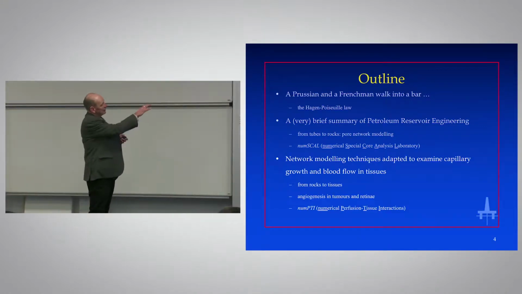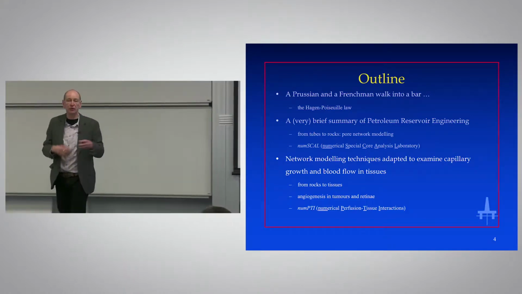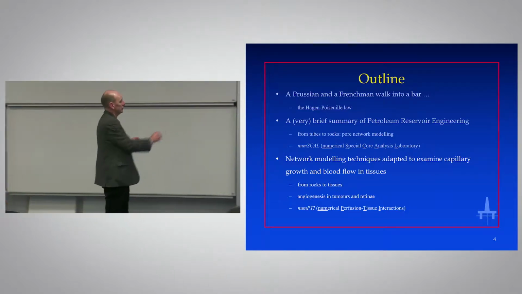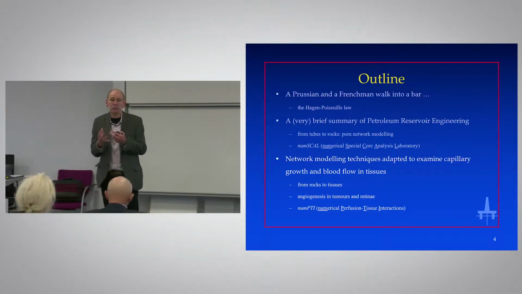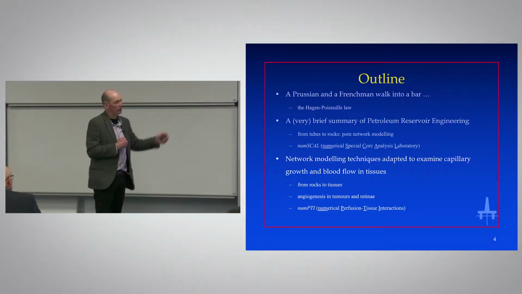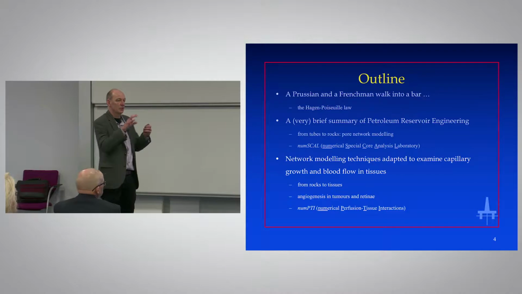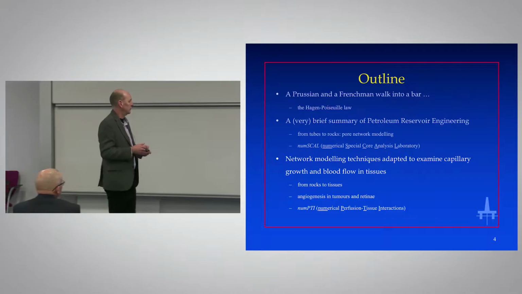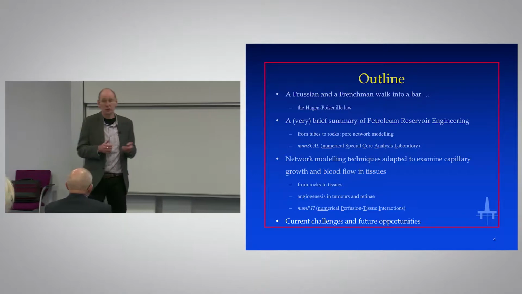I'll then go on to adapt these pore network modelling algorithms to the study of capillary growth and blood flow in tissues. So we've gone from tubes to rocks, and we'll then go from rocks to tissues, and specifically I'll talk about something called angiogenesis, which is the growth of new blood vessels from pre-existing vasculature. And I'll touch upon another little simulator called NUMTI, which is the sister code to Numbskull, which allows us to look at lots of different biological processes: wound healing, retinal development, ultrasound, etc. And then I'll finish by talking about the current challenges that I'm interested in and some future opportunities.